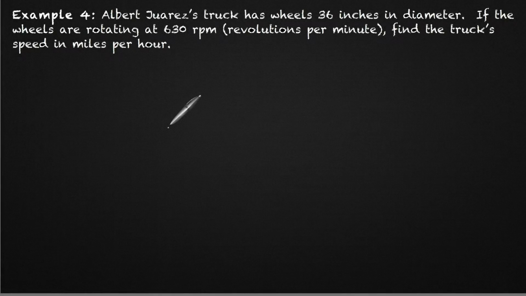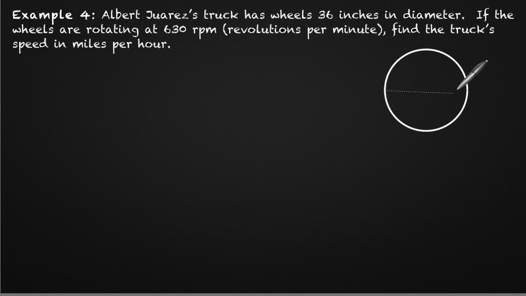Okay, for this last problem, we are going to convert. It says here, Albert Juarez's truck has wheels that are 36 inches in diameter. And so let's go ahead and draw that out here. We have a wheel, all right, and we'll draw that diameter. The diameter is 36 inches. So 36 inches is your diameter. If the wheels are rotating at 630 revolutions per minute, find the truck's speed in miles per hour.